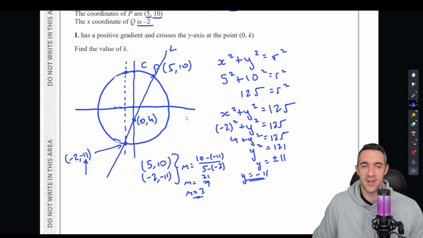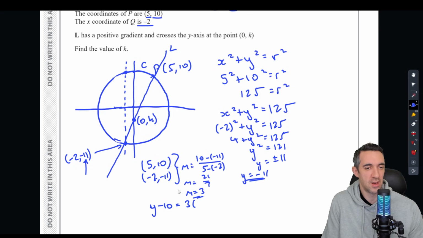This is all right. Then I'm going to have my equation of the line. I'm going to do the nice version. So y minus y1, so 10, equals m, gradient is 3, times x minus 5. Remember, there's no perpendiculars or anything. I'm just using 3 as my gradient. So there's my equation.